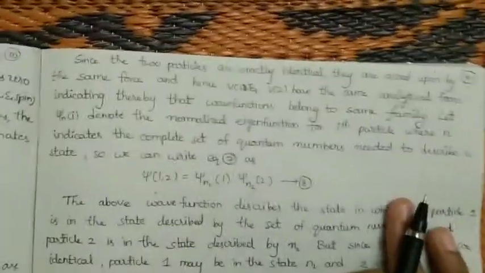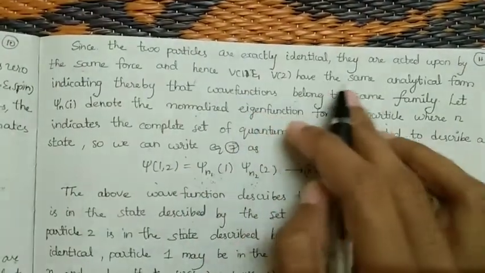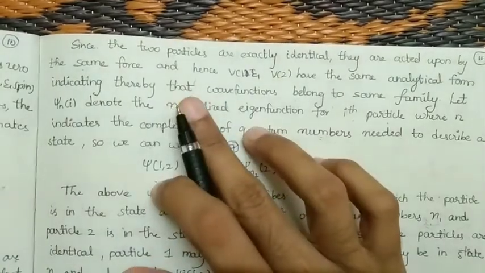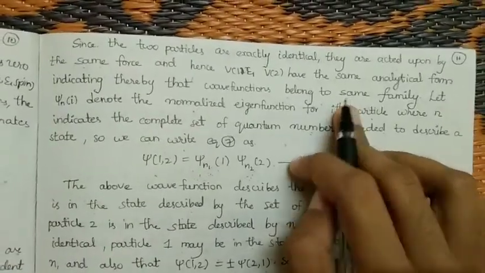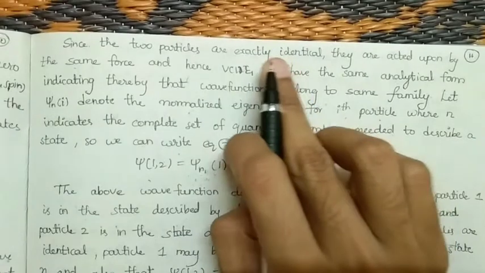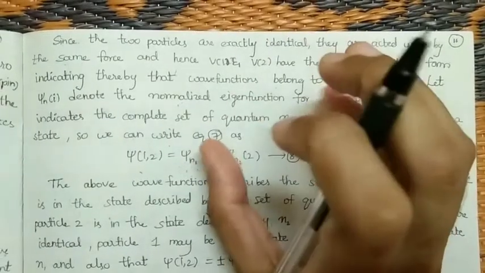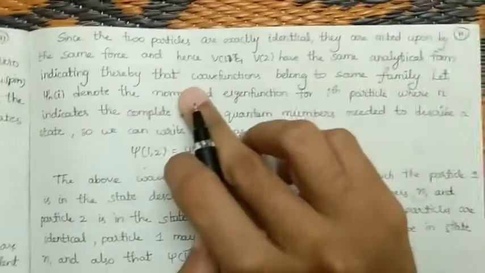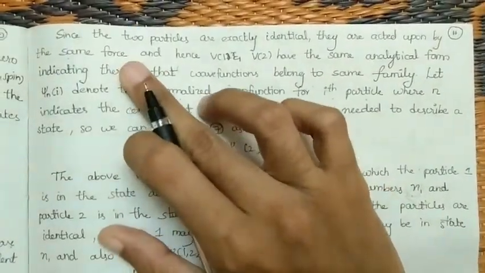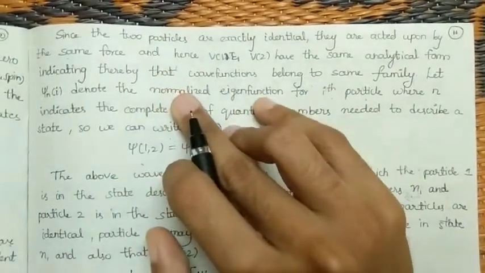So the next thing is, since the two particles are exactly identical, they are acted upon by the same force, and hence V of 1 and V of 2 have the same analytical form, indicating thereby that the wave functions belong to the same family. As we have already discussed, we are considering the case of identical particles. They are acted upon by the same forces and hence have the same form, identical in nature. So the same force is acting on both particles, so those forces would have the same form. Now the wave functions belong to the same family.